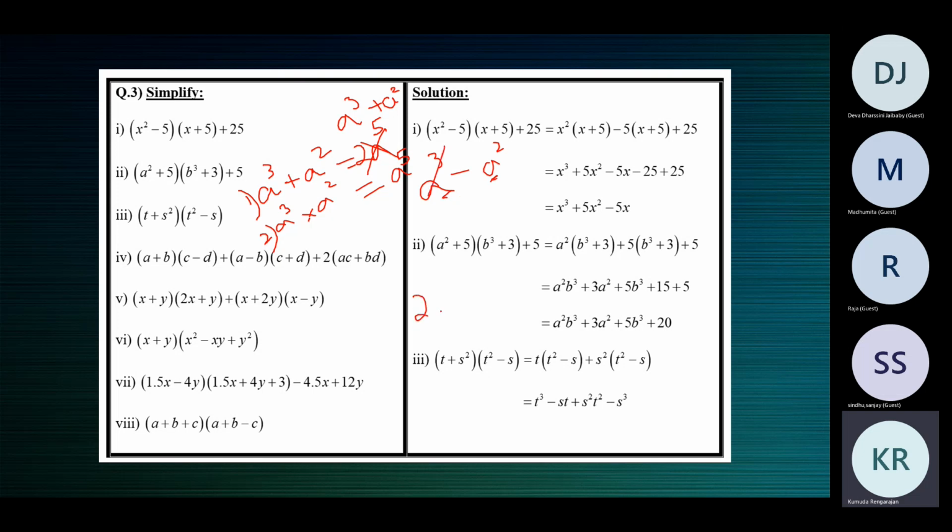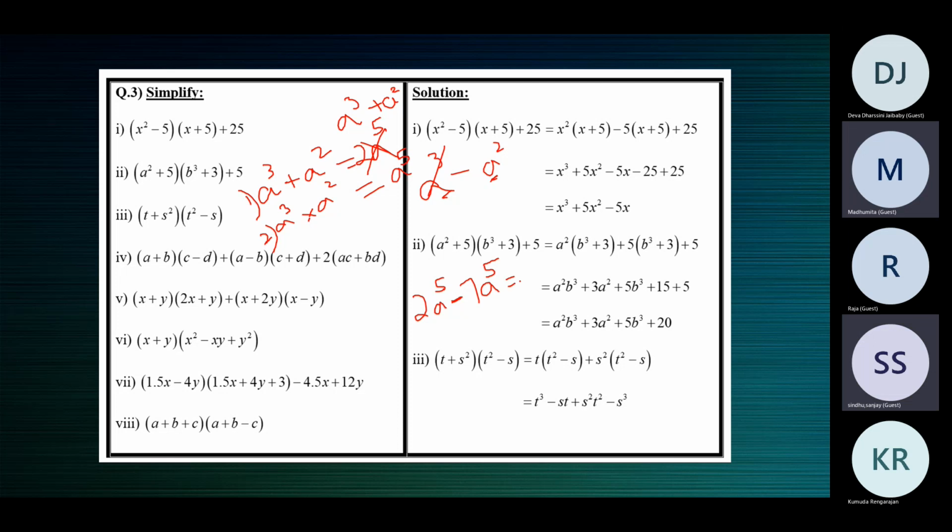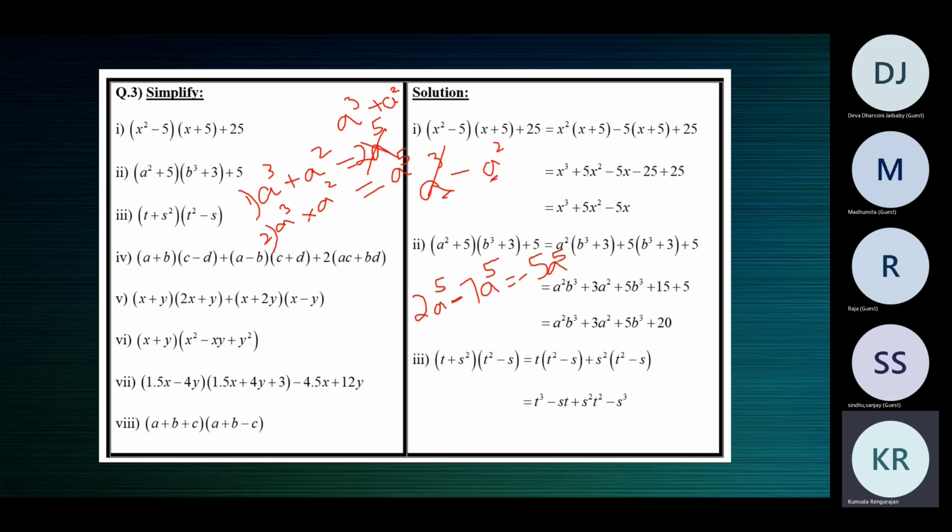So now tell me the answer for this. What is 2a to the power 5 minus 7a to the power 5? Are they like terms? Yes, ma'am. So can you subtract them? Yes, ma'am. It's minus 5a power 5. I told you when you add or subtract, the answer also will be a like term. Write this also in your book: when we add or subtract, the result we get is also a like term.